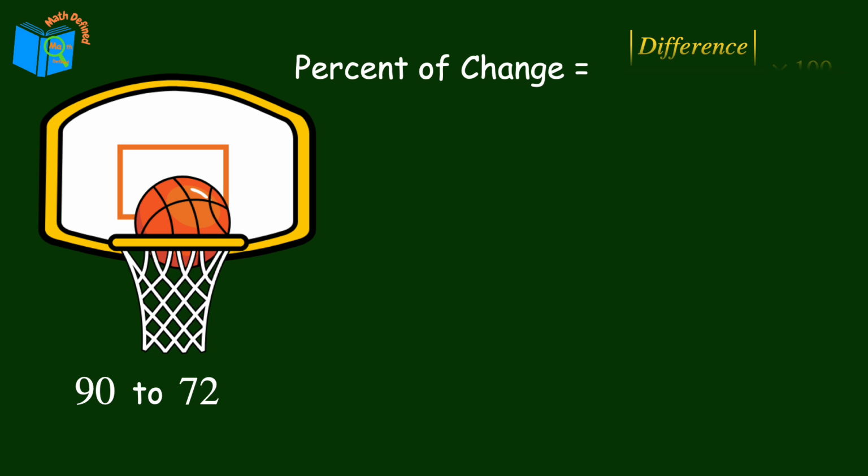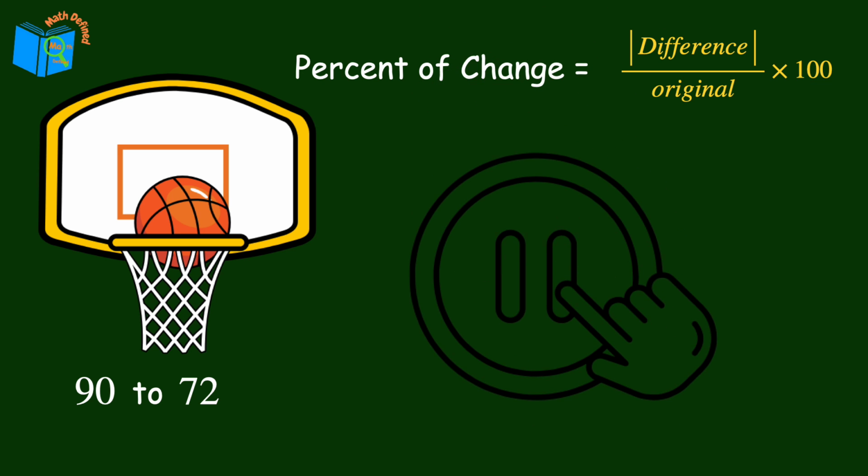Let's try another one, this time with a basketball twist. A team's average points per game drops from 90 to 72. What's the percent of change? Want to try it yourself first? Pause the video and use the formula.